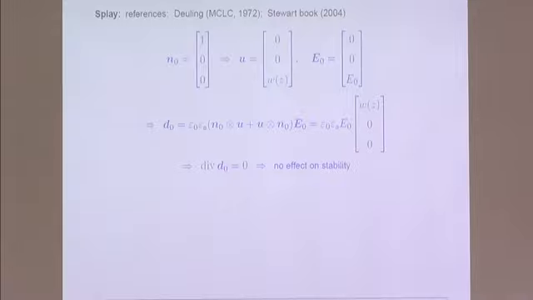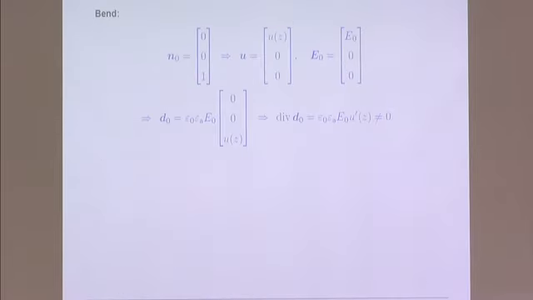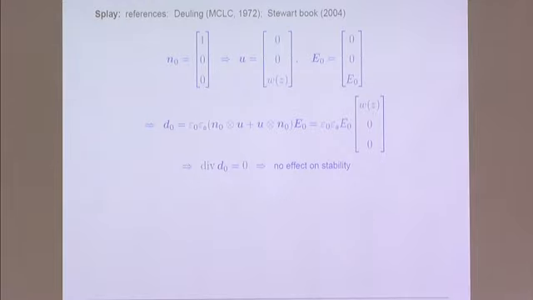And the key determinant was whether or not that was divergence free. Well, in this case, it is divergence free. The only non-zero part is here, and it's a function of z. It has no x dependence, so when you take the divergence, you get 0. So there's no effect on stability.